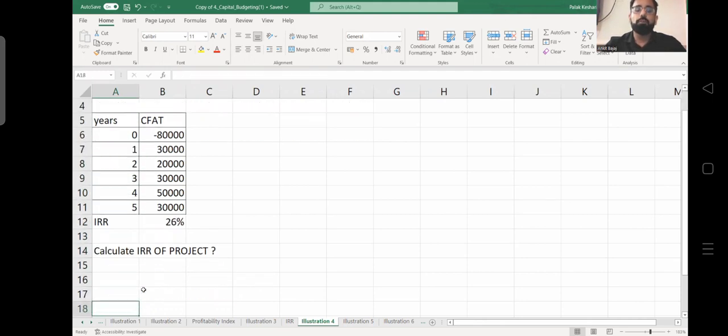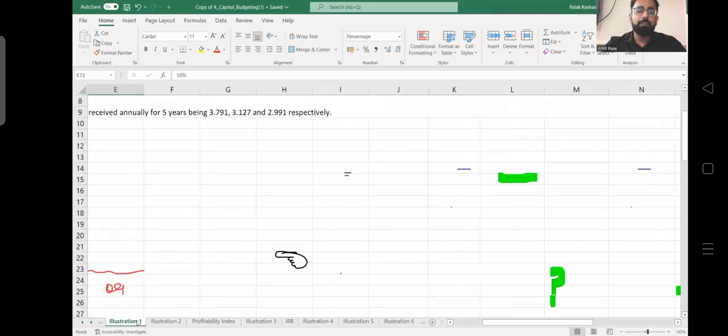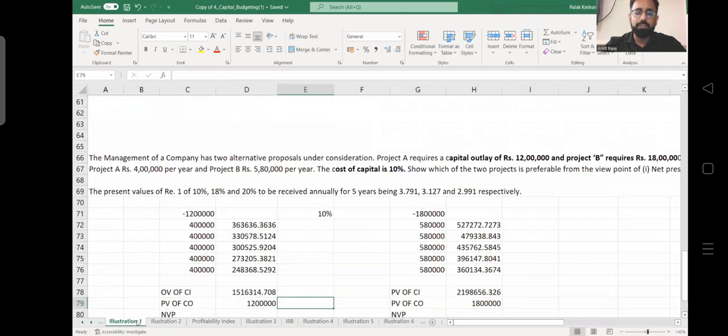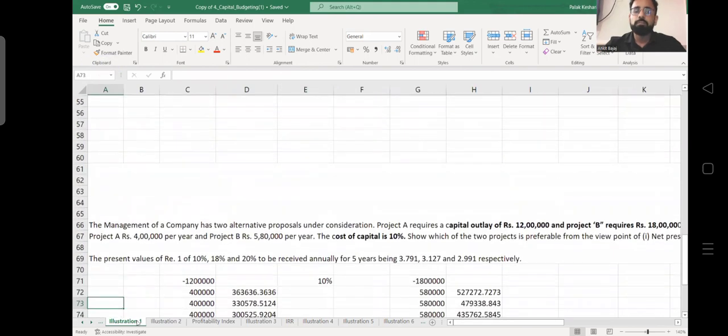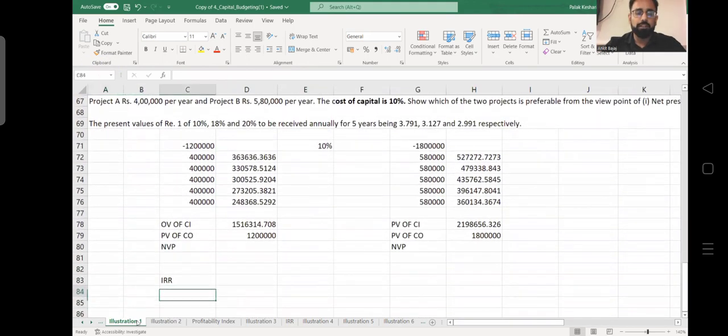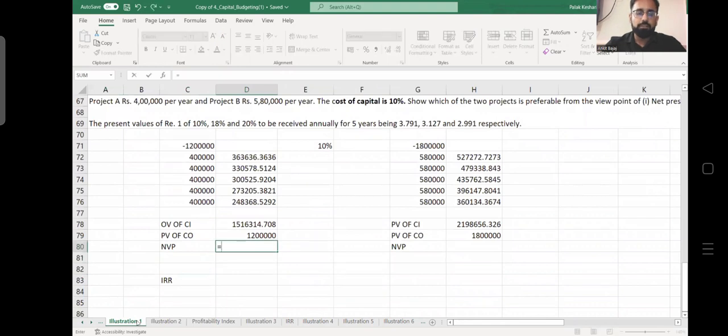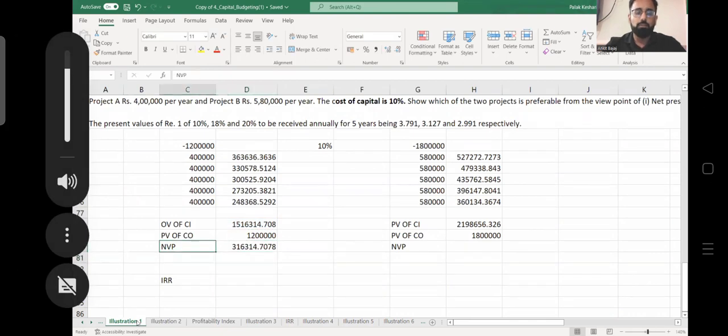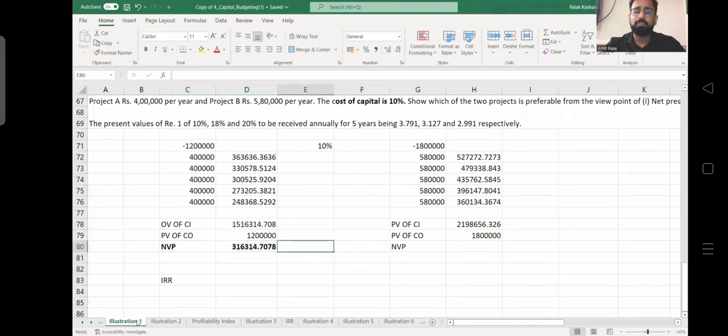Now, if I talk about IRR, you might remember illustration 1, where I've opened the illustration of Missile Power. She has not calculated NPV, I will calculate it. The present value of cash inflows was 15 lakh and present value of cash outflow was 12 lakh. So what is the NPV? It was 3 lakh 16,000. Here, NPV is 3 lakh 9,000, right? This is the previous class question, and we decided that Missile Power business is more profitable, right?